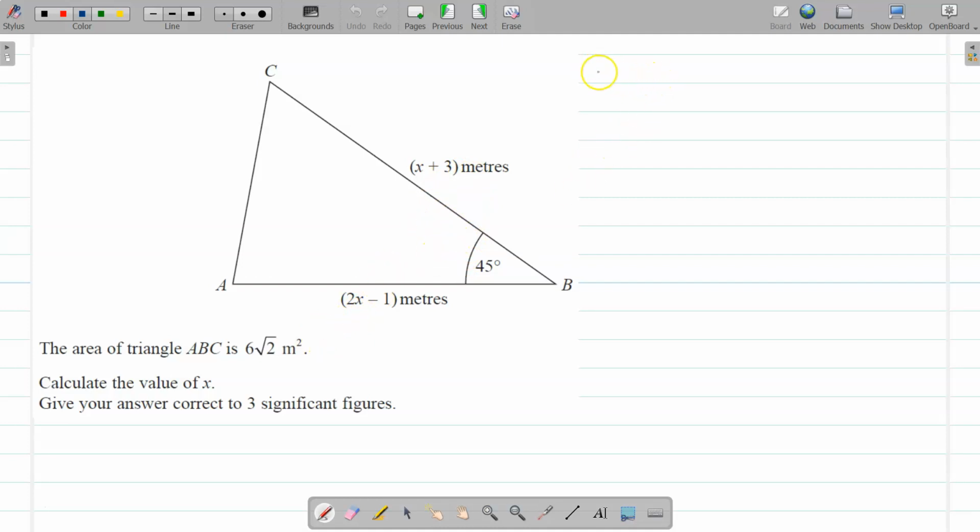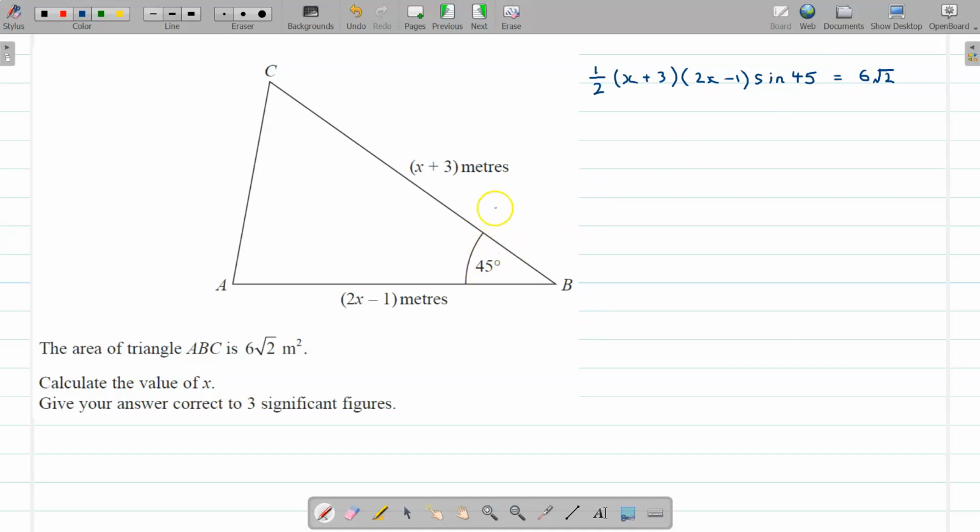All right, so our opening statement is that a half times the 2 lengths that we know, that's x plus 3 times 2x minus 1, multiplied by the sine of the angle between them, is equal to the area, and the area we're given as 6√2. Now it looks quite complicated, but it simplifies quite well in a moment.